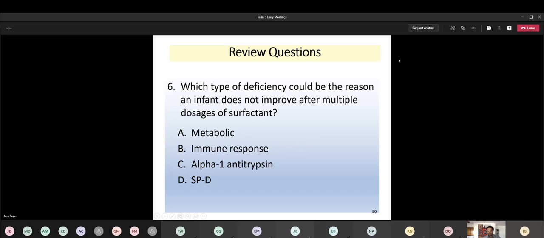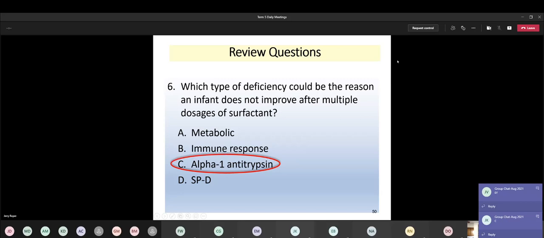Now, which type of deficiency could it be here? Could it be the alpha-1 antitrypsin, right? And had D said SP-B, then it could have also been the reason why the baby's not getting any better, even after you've given all this surfactant therapy.